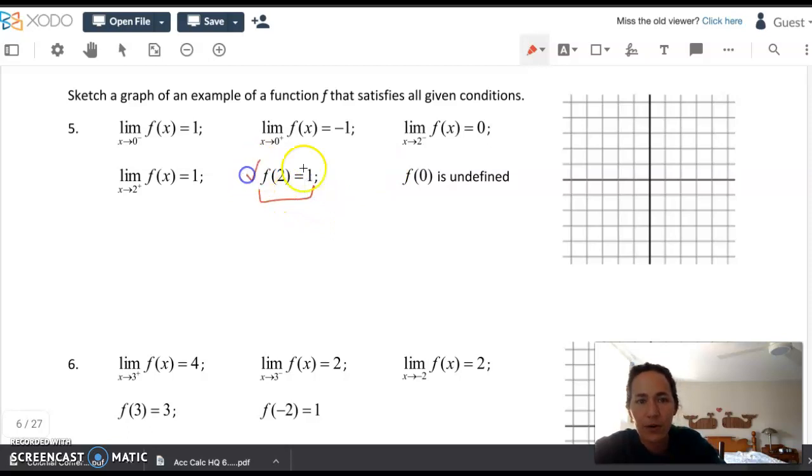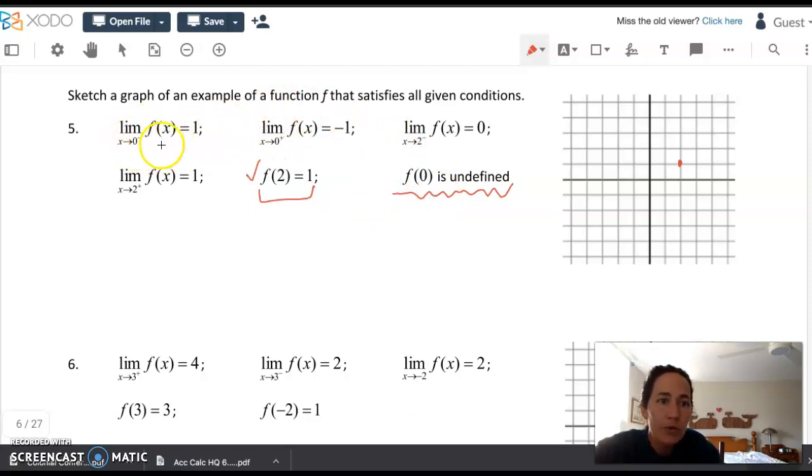F of 2 equals 1. Let's just check that off the list and put a closed-in dot at 2, 1. F of 0 is undefined seems like it won't be that bad to depict, but why don't we save it for the end and maybe work in pencil here so that if I have to erase or get rid of something, I could just make sure that I have no filled in point or value at x equals 0. Okay, so here goes, going in order.